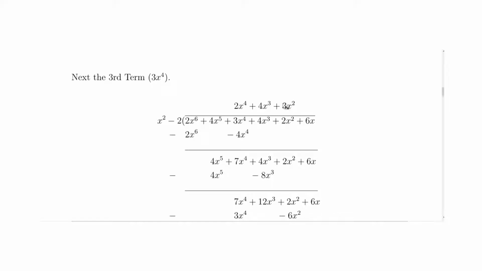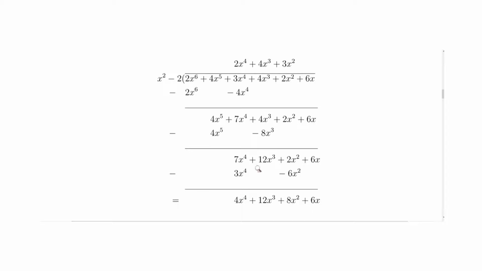So 3x squared, we then multiply it by x squared and minus 2. So 3x squared times x squared and minus 2 will give us 3x to the 4 and minus 6x squared. And as we did before, we just then subtract them to give us our running total for our remainder. So 7x to the 4 minus 3x to the 4 gives us 4x to the 4. 12x cubed minus 0 just comes straight down. And 2 minus 6 gives 8, so that's 8x squared. And the 6x comes down.